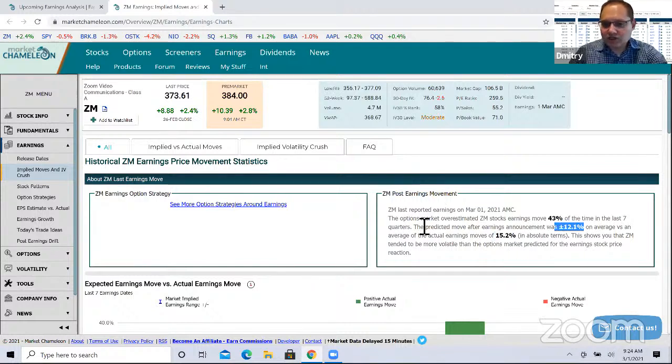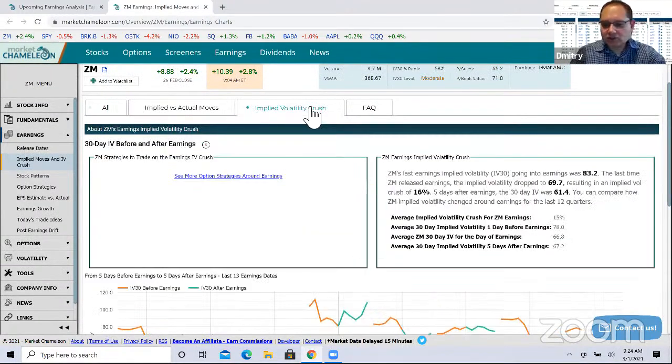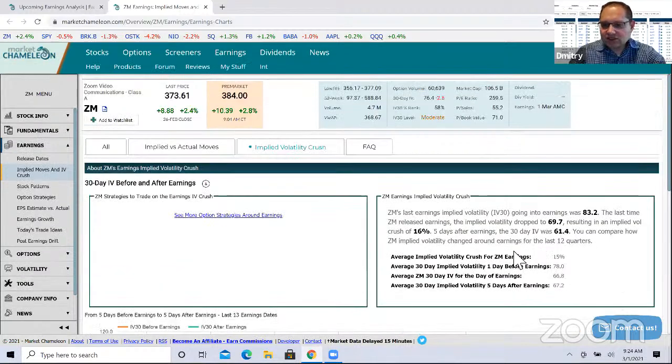So that's really quickly when you're comparing straddles to actual moves. Let's take a look at the implied volatility, what it tended to do. So here's the implied volatility, and this is looking at a 30-day maturity, an option with a 30-day constant maturity.